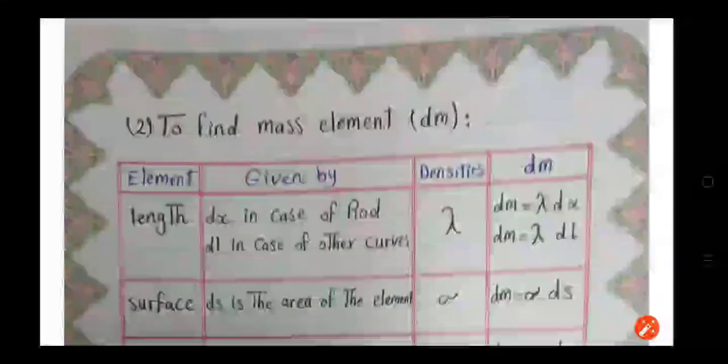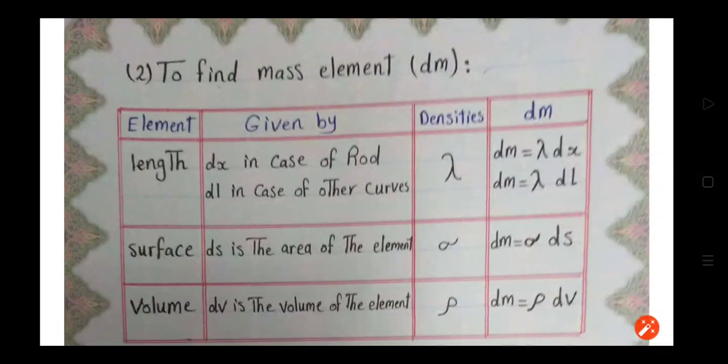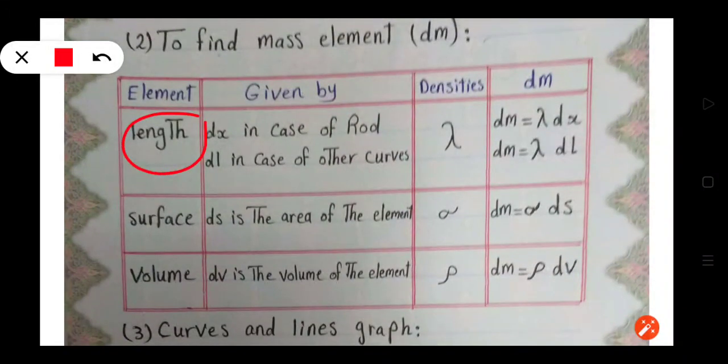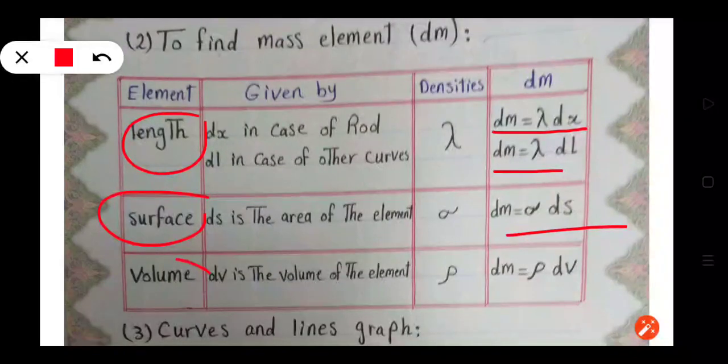Next, we should find the mass element dm. Firstly, for the length element, dm equals lambda dx for a rod, or lambda dl for any curve. For the surface element, dm equals sigma ds. For the volume element, dm equals rho dv, where lambda, rho, and sigma are constants.